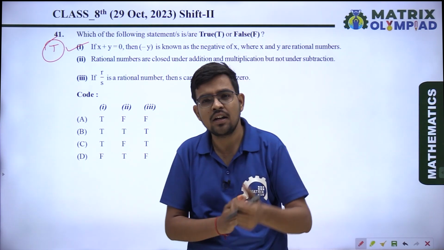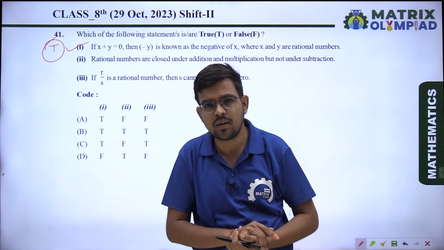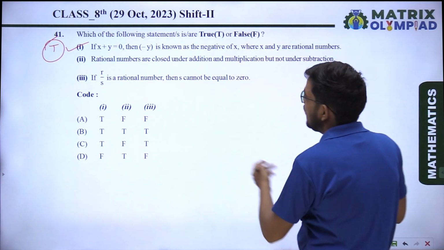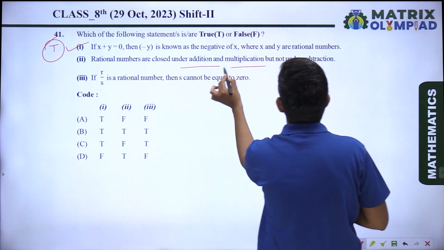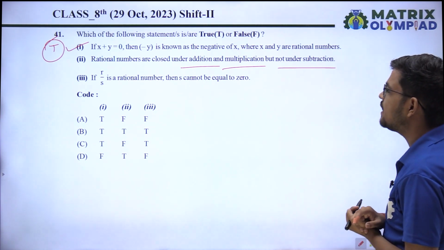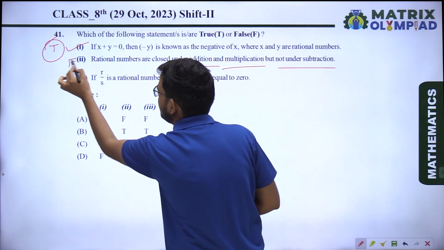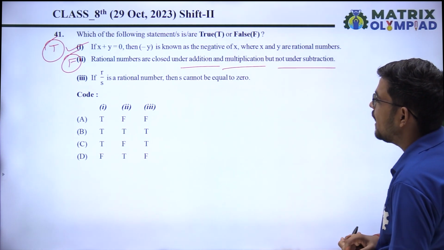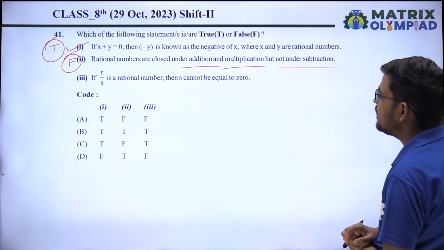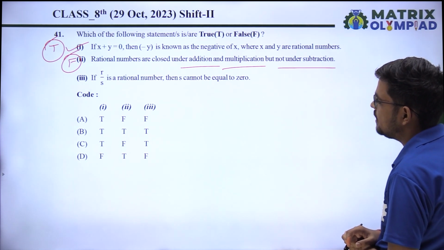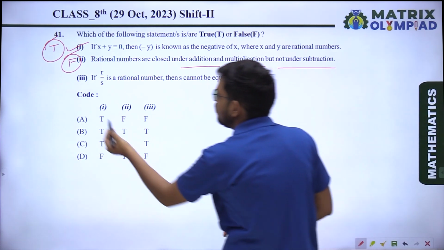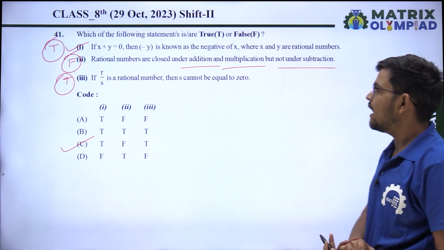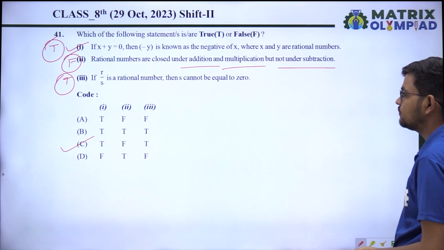But when you divide one rational number by another, it is not compulsory that you get a rational number. It means under addition, multiplication, and subtraction, all three, that is true. It means the second one is false. Third is, if r upon s is a rational number, s cannot be equal to 0. Yes, s cannot be equal to 0. So the third one is true. So option C, T, F, T is the correct answer.